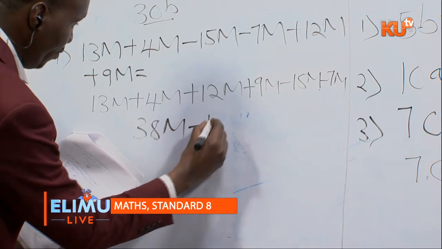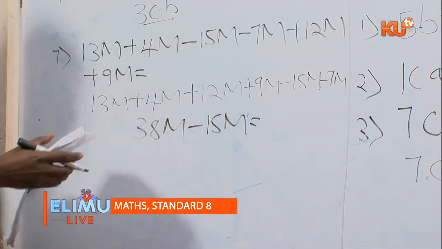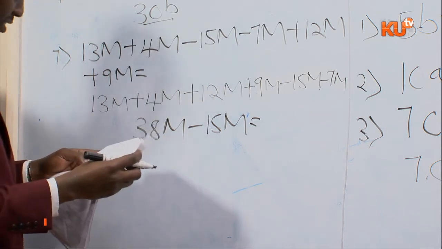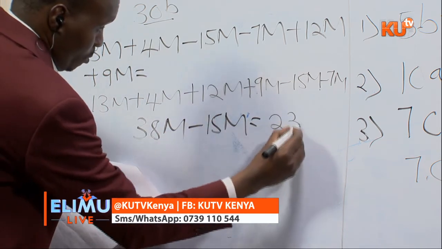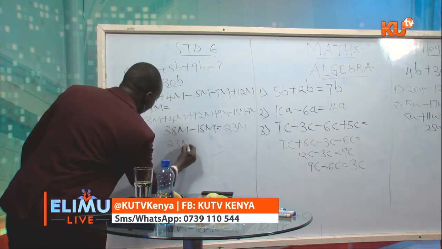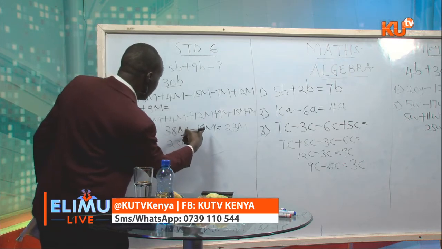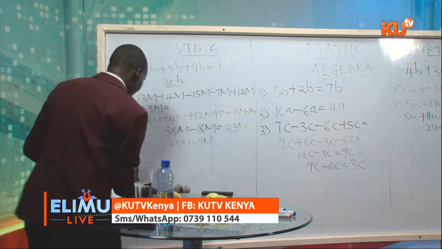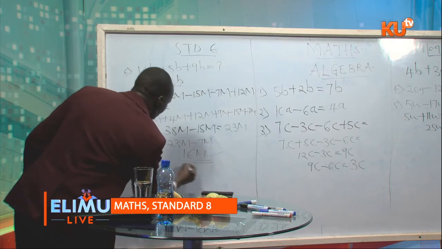When we take away 15M, 38 take away 15M, we get 23M. So 23M, take away 7M, we get our answer as 16M. Our answer becomes 16M.